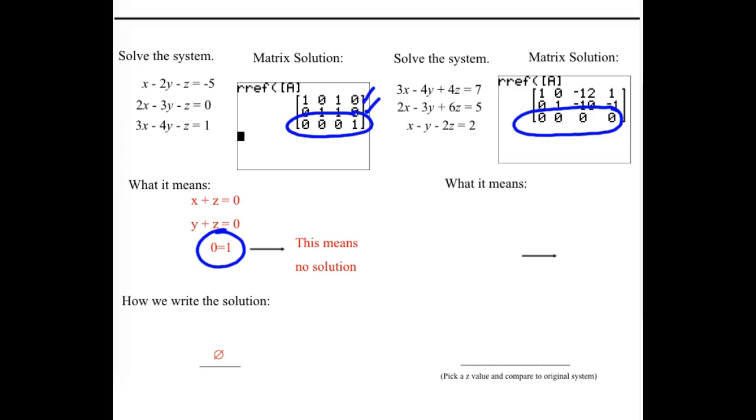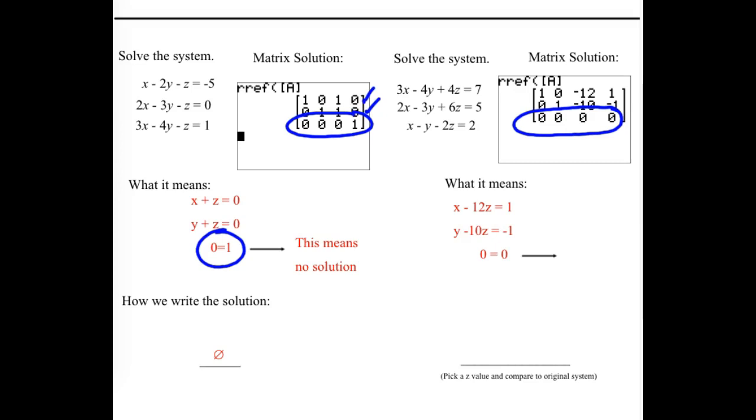So we're going to go back and interpret what these rows mean. My variables were in the order x, y, and z. So my top row says I have 1x minus 12z's equaling 1. My second row says I have 1y minus 10z equaling negative 1. Okay, so how I interpret that, I'm going to have to take my top two rows and solve for x and y.